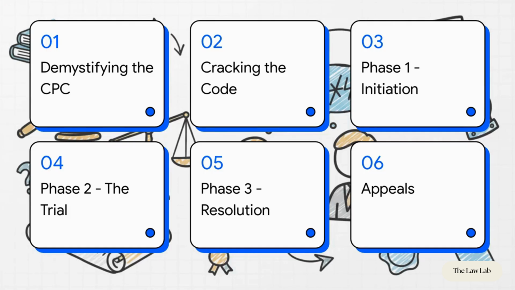Here's our roadmap for This Explainer. 1. Demystifying the CPC. 2. Cracking the code. 3. Phase 1, initiation. 4. Phase 2, the trial. 5. Phase 3, resolution. And finally, number 6, appeals and final thoughts.